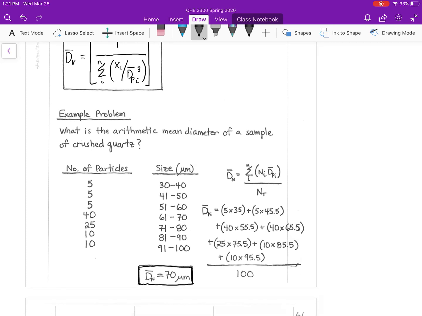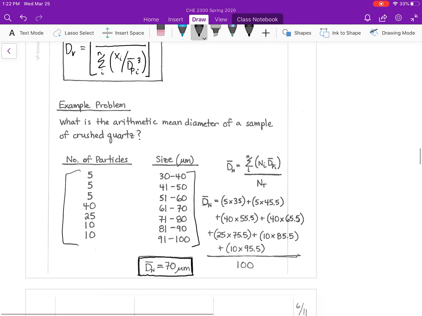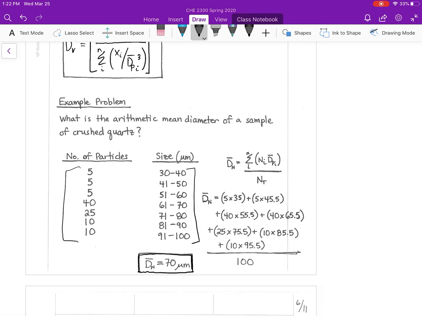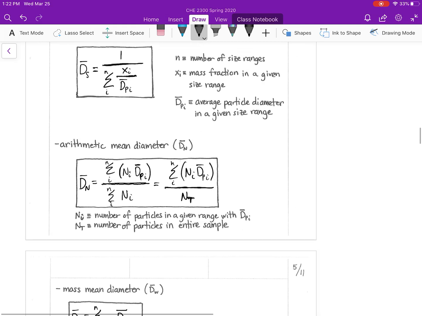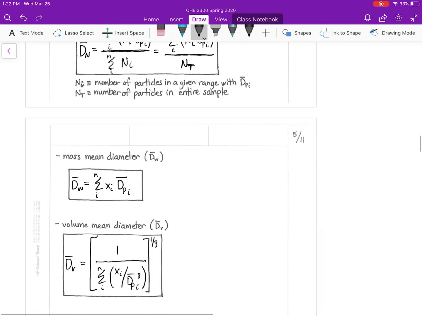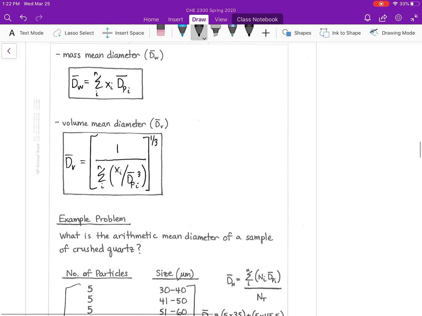And based on this collection of quartz particles, based on the exact number of particles that exist within a particular size distribution, I can calculate this arithmetic mean diameter, and I get a value of around 70 microns. Again, let me be explicit here. You will not have to use any of these equations to calculate any value on an exam. I am simply introducing these to you so you have heard of them, you have seen them before leaving this course.